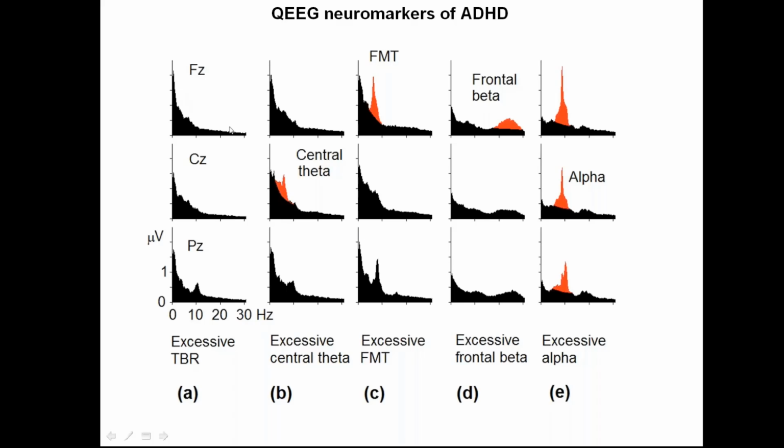And here I show the grand average EEG spectra in FZ, CZ, and PZ. One group shows excessive central theta, the other frontal midline theta, frontal beta, and excessive alpha. So the differentiation of this group is quite helpful because it tells you what kind of treatment and what kind of problem you can see in the particular subject.